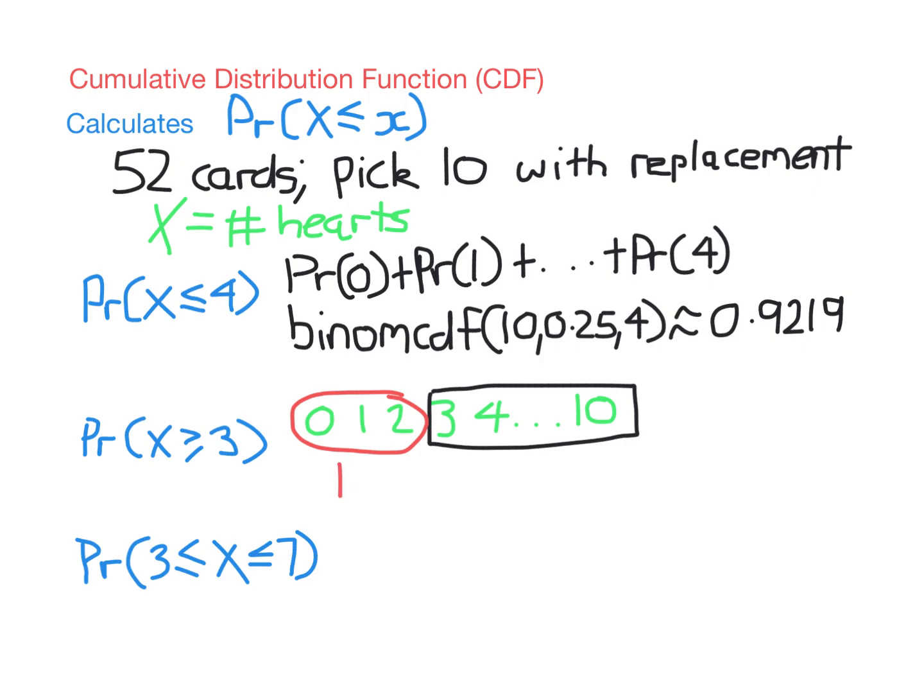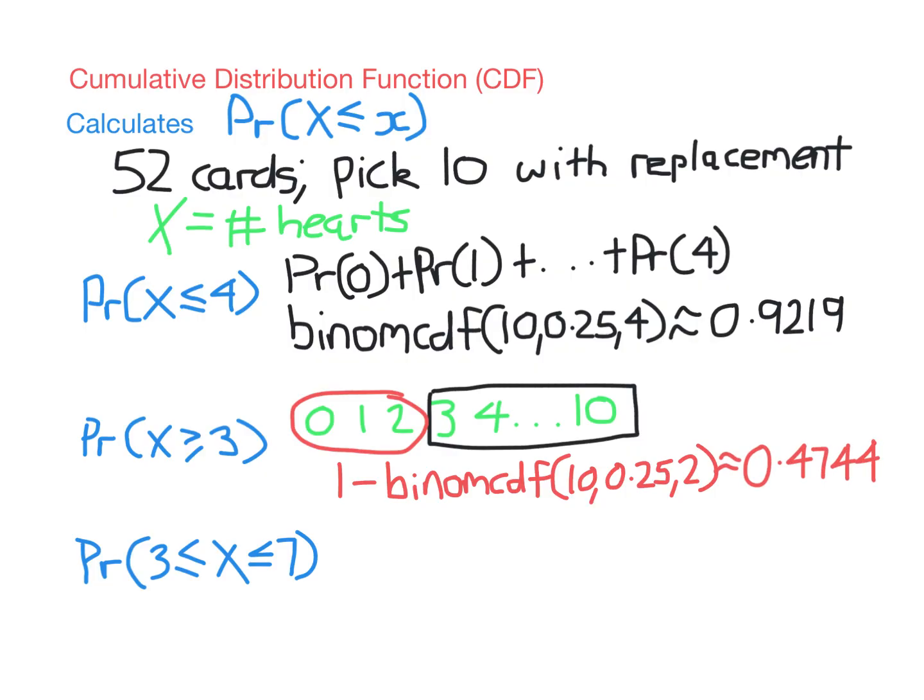So what I can do here is input into the CDF, again, n, p, and this time my x will be 2. This circled in red is what this calculates. If I subtract this from the whole, which is 1, I'm left with black, which is what I wanted. And I should get an answer of about 0.4744.